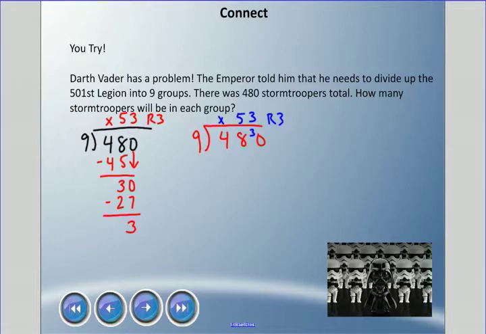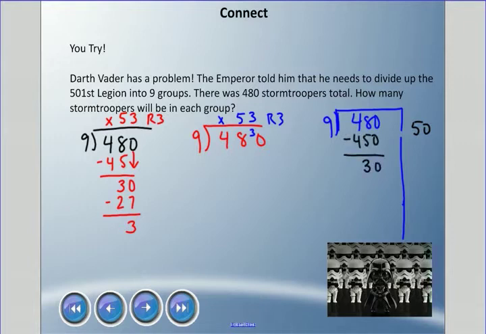If I do repeated subtraction, I have 9 into 480. And this is going to look different for all of you because you're all going to come up with different numbers. But let's say, well, I'm going to start with 100. 9 times 100, too high. 9 times 50, what's half of that? Well, 9 times 50, sorry, I'm going to use a different color. 9 times 50 is 450, which will get me 30 left over.